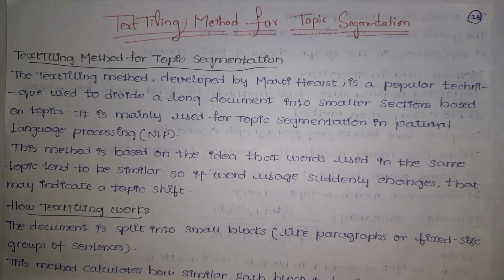This method is based on the idea that if there are similar words, then it is considered the same topic, or else it is a different topic. For example, let us consider the topic is related to school. In the topic school, some words will repeat, like classroom, attendance, children, chalk piece, blackboard, etc. If similar words repeat, then it is considered the same topic, or else it is a different topic. This is how the text tiling method will divide a long document into various sections.